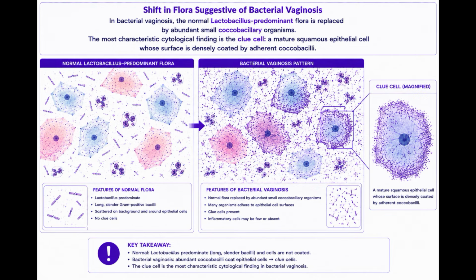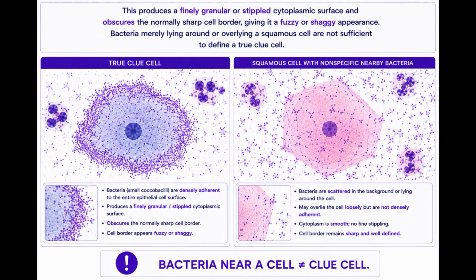Shift in flora suggestive of bacterial vaginosis. In bacterial vaginosis, the normal lactobacillus predominant flora is replaced by abundant small coccobacillary organisms. The most characteristic cytological finding is the clue cell, a mature squamous epithelial cell whose surface is densely coated by adherent coccobacilli. This produces a finely granular or stippled cytoplasmic surface and obscures the normally sharp cell border, giving it a fuzzy or shaggy appearance.